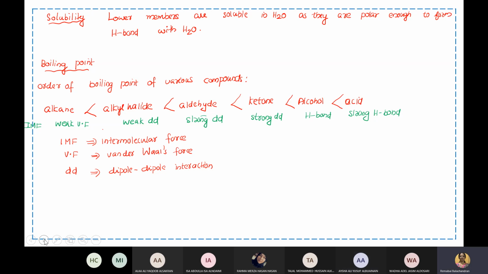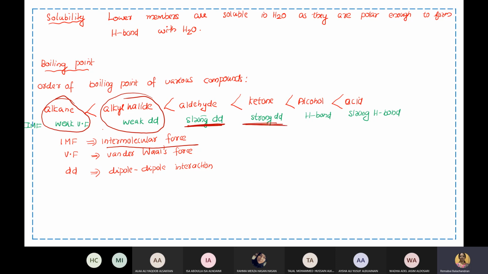Now, of course, you know the boiling point of a compound is related to intermolecular force. Now, we are dealing with aldehydes and ketones, okay? So, in alkane, the intermolecular force is very weak, dispersion force or van der Waals force. When it comes to alkyl halide, it's weak dipole interaction. When it comes to aldehyde, strong dipole interaction.